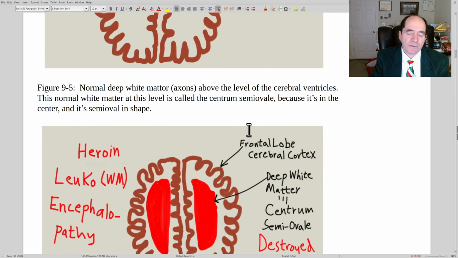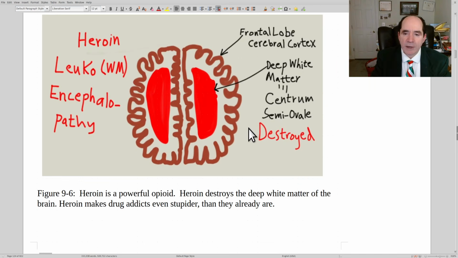And again, the reason for caring about the name of these locations is just that this is where most disease happens, so you can precisely describe it. Heroin addicts will sometimes get something called a leukoencephalopathy. Leuko means white, like white matter. Encephalopathy just means brain disease. So they'll destroy their deep white matter.